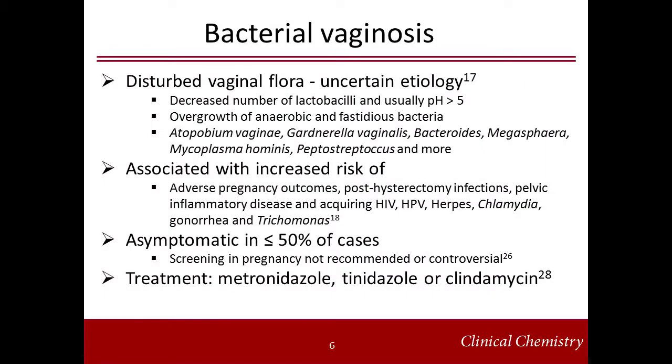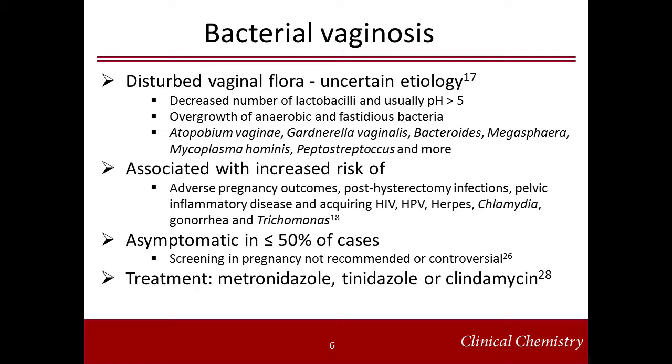With this slide, we will start reviewing the three most common causes of acute vaginitis and how to diagnose them. The most common cause is bacterial vaginosis. This infection is of uncertain etiology, but is characterized by a disturbance of the vaginal flora. The normal flora is dominated by lactobacilli, which are gram-positive rods that produce lactic acid and maintain a pH of less than 4.5 in the vaginal fluid.